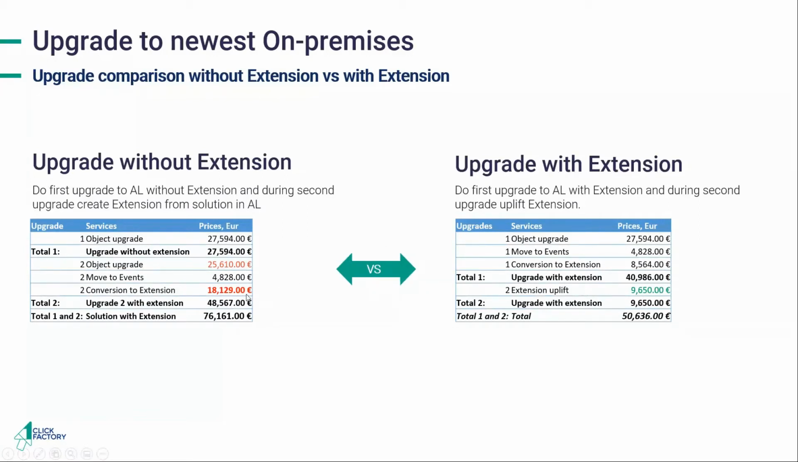And upgrade 2 would cost even more than the first upgrade to the extension, and of course to uplift the extension, it has a price, but it's 2 or 3 times lower than it would be with the object upgrade. And in total, you see the numbers from 2 upgrades, which shows the real situation.